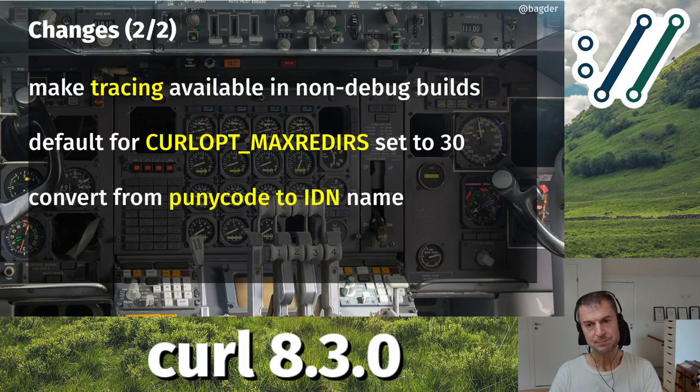In the curl URL API, we now have the ability to convert the other way around, basically from the punycode version to the international domain name version. You know, when you provide an IDN name, that's the international version of a host name. When you provide that international version of the name, curl needs to convert that to the punycode version in order to resolve it with DNS. That's how it works.